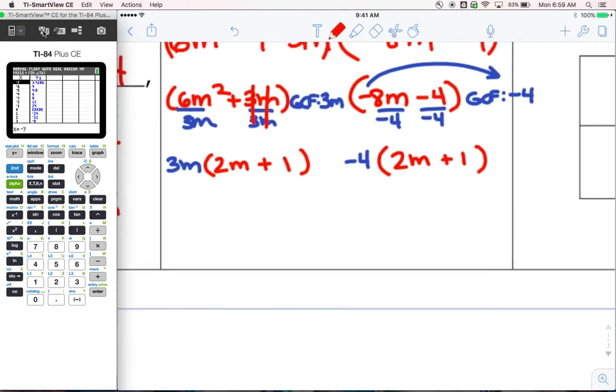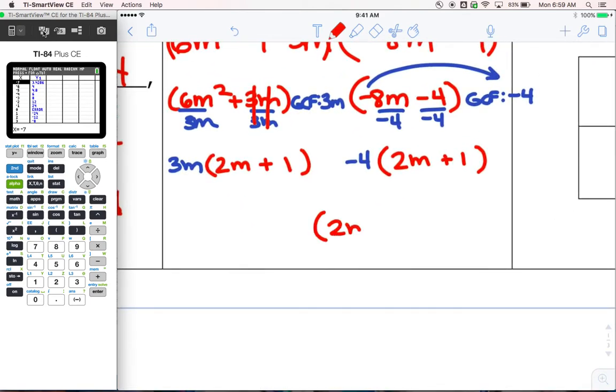Here we go. So let's write that out. We got 2m plus 1 in parentheses. And my other group is a 3m, right? These numbers on the outside. A 3m and a negative 4.